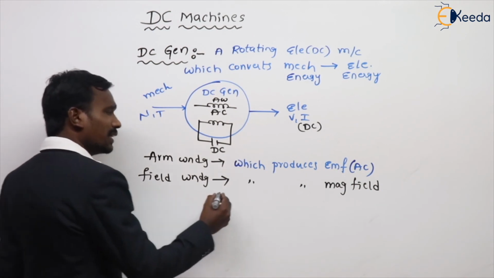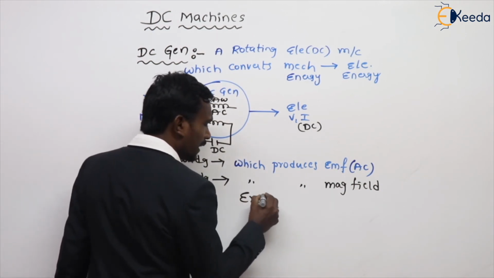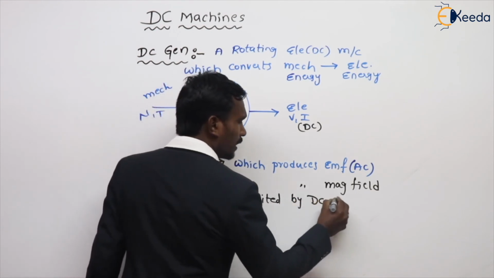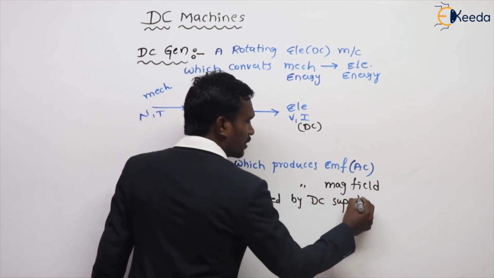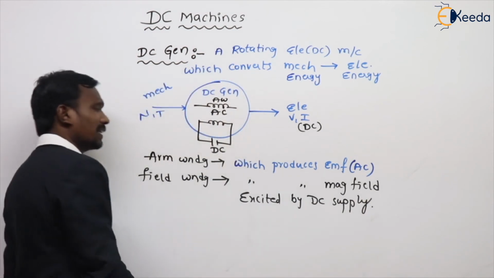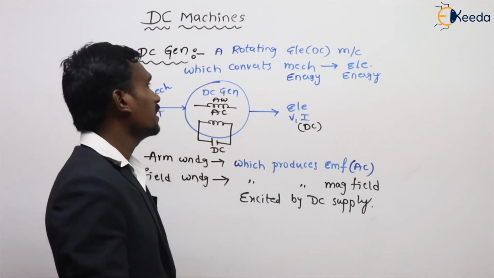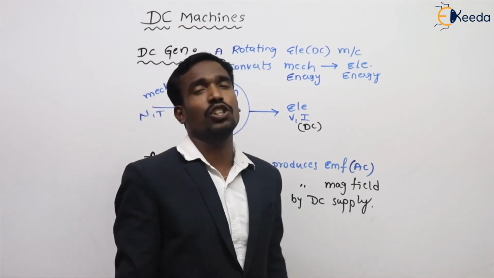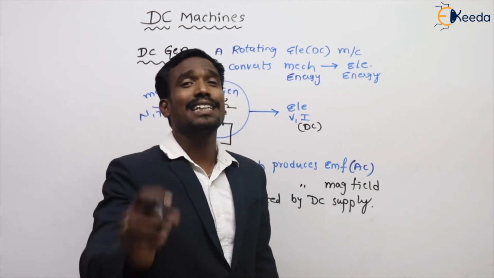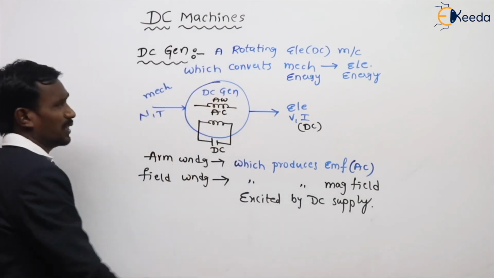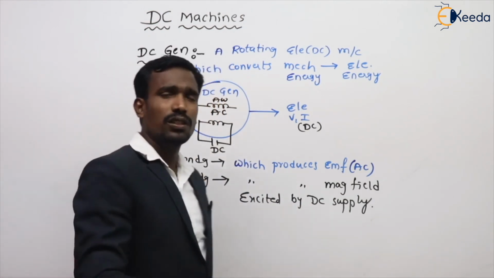This field winding is excited by DC supply. I told you already, that's why a DC generator is a double excited machine. We can say that it is a doubly excited machine. Right. This is the DC generator, a brief introduction.